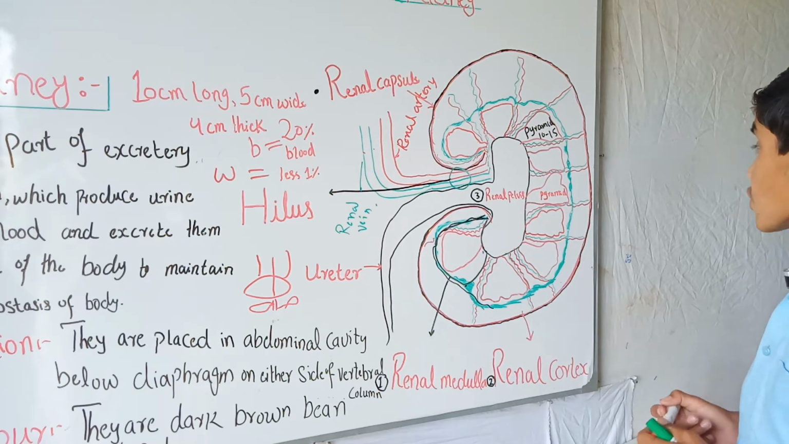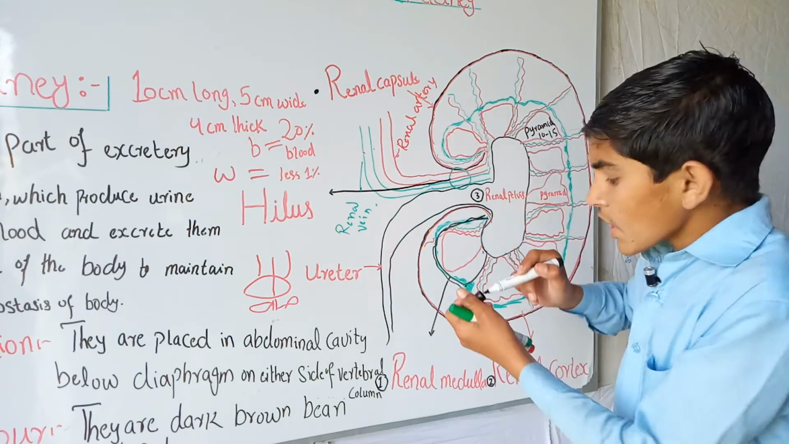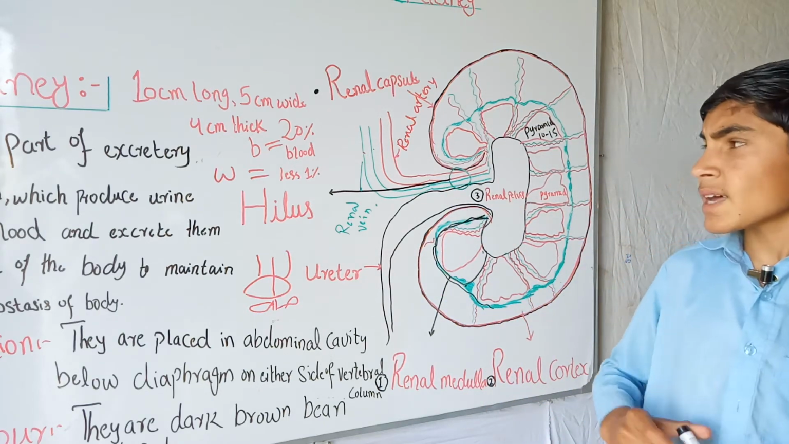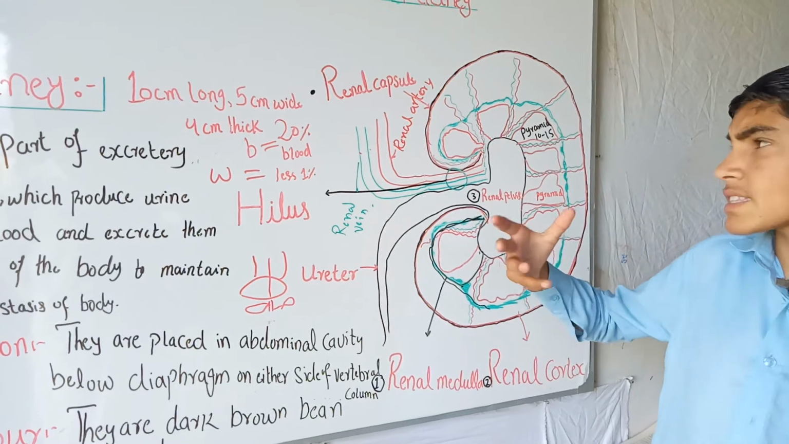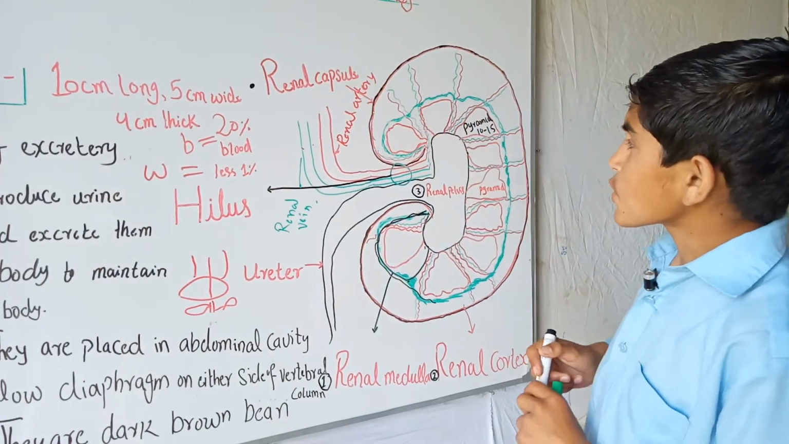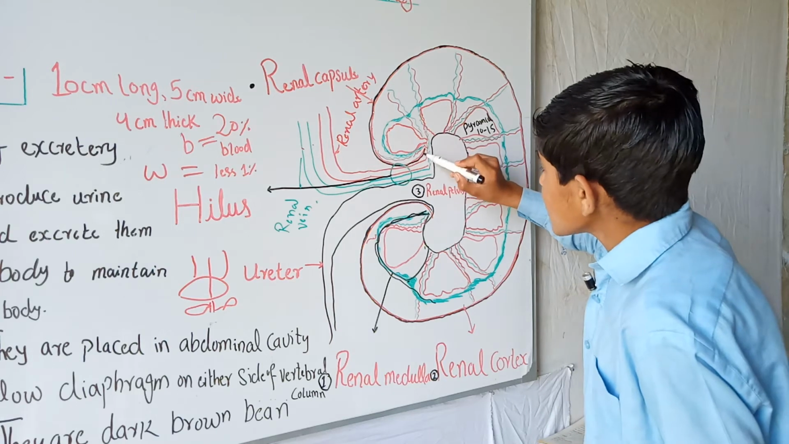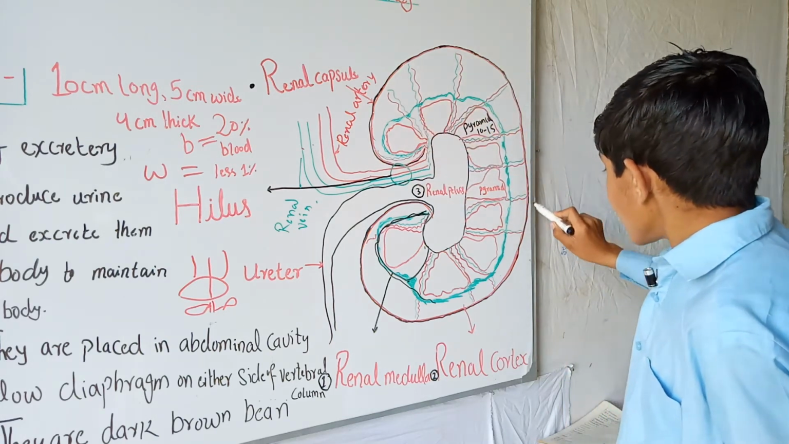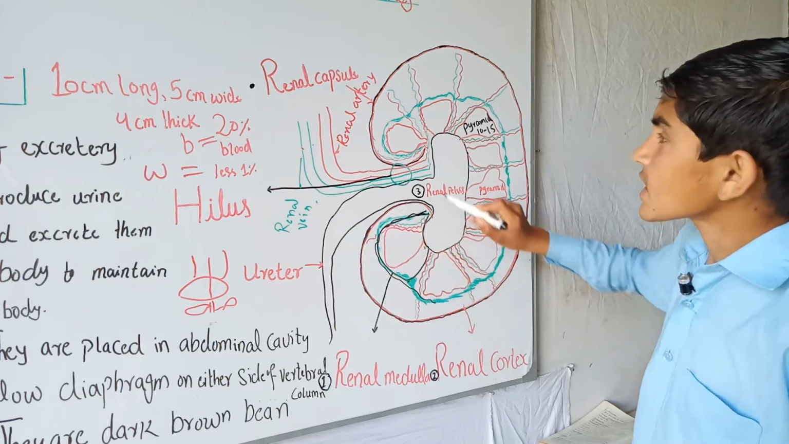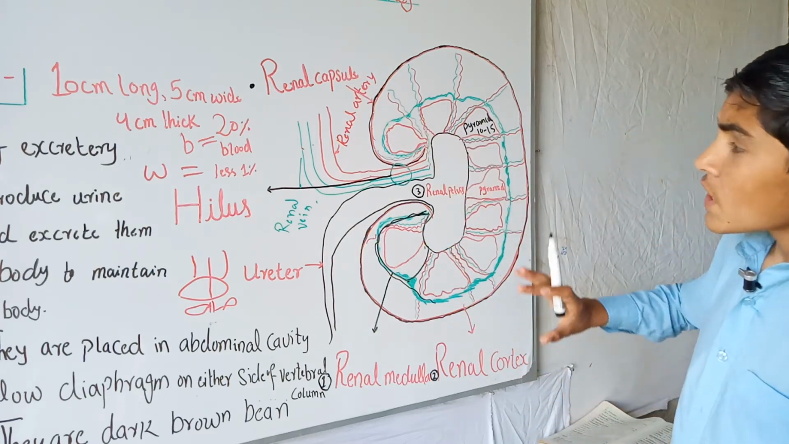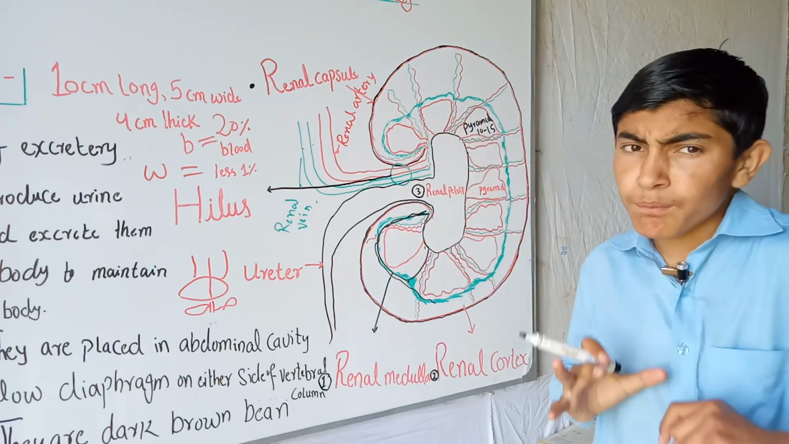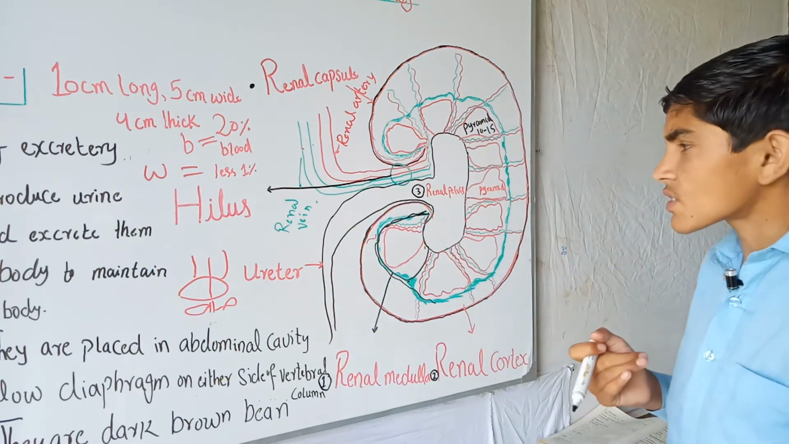Okay, and this kidney is protected by some tissue-like membranes. We call it renal capsule. So you can see here this dark black membrane. This is called renal capsule. It protects the kidney from the outer side. It is made from fats and other materials.